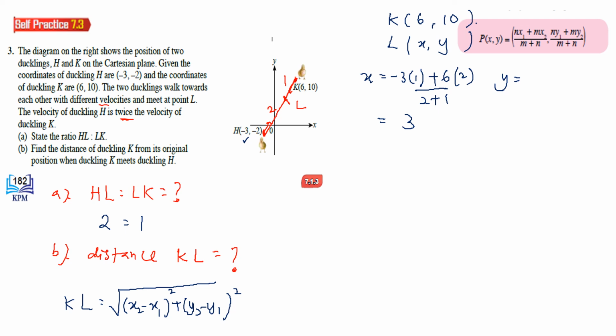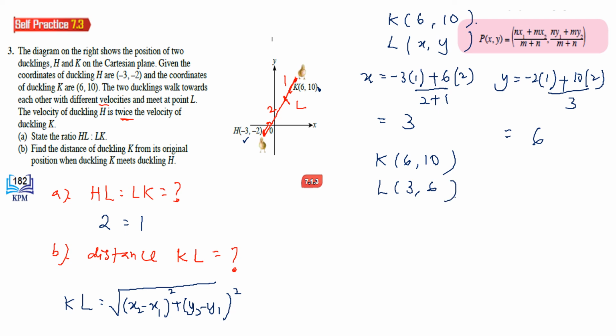Okay, same formula goes to y. We look at the first y, it is negative 2. So negative 2 multiplied with the opposite ratio, plus the second one, 10 times 2, and divide by 3. So 20 minus 2 will be 18 over 3, which is 6. So actually our coordinate of L is (3, 6). Okay, so K is (6, 10) and L is (3, 6).